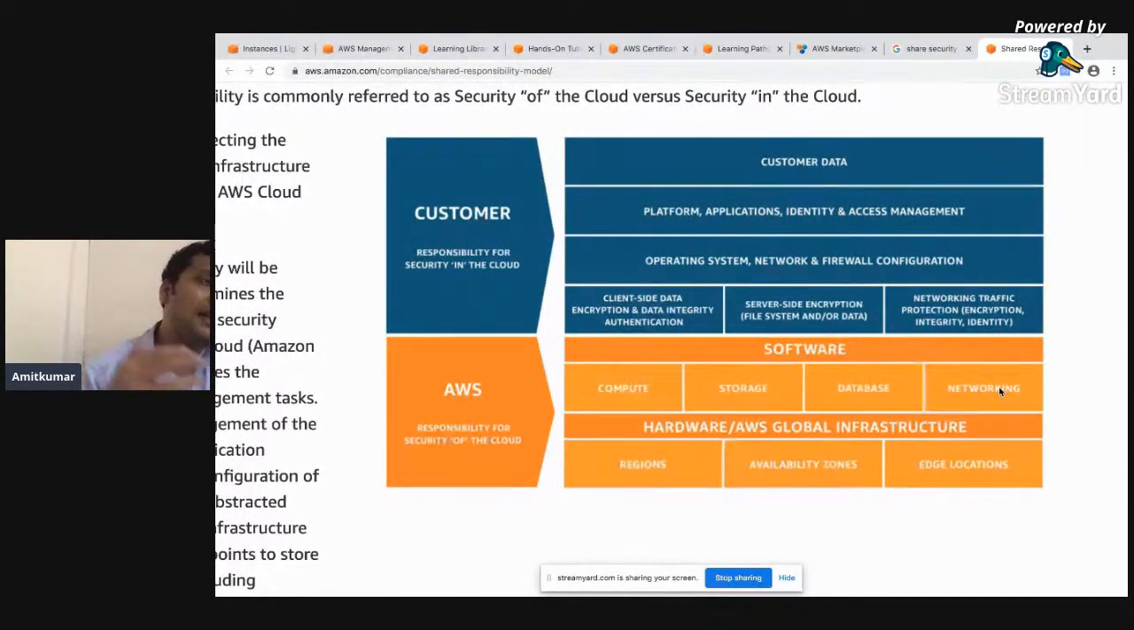They constantly invest and upgrade the infrastructure so that you get the best speed, best performance, and best security, which is not possible on premise. Once you have made an investment, you have to live with it for 3 to 5 years. But here, AWS keeps inventing, keeps modernizing the underlying hardware infrastructure from time to time.